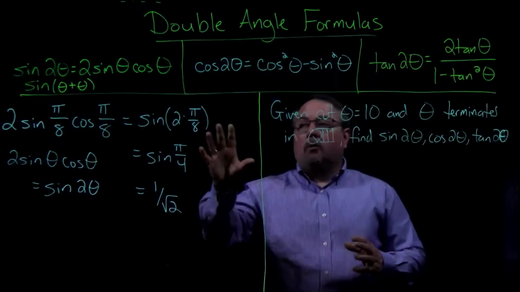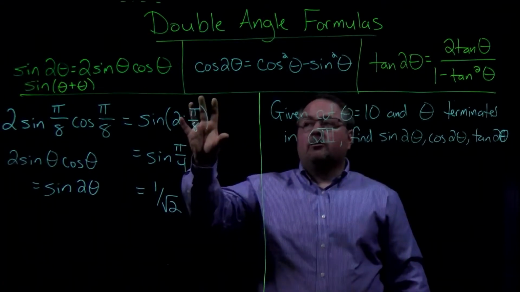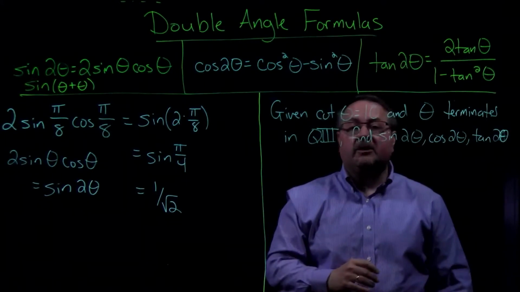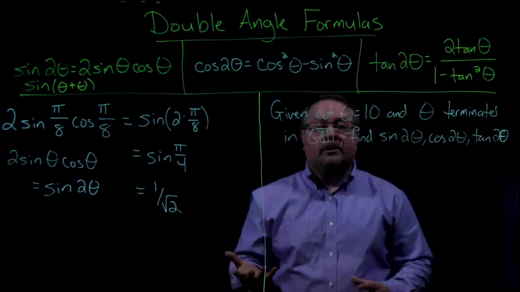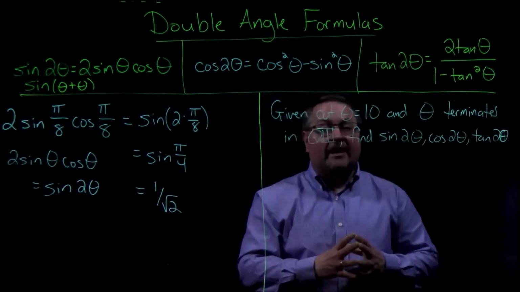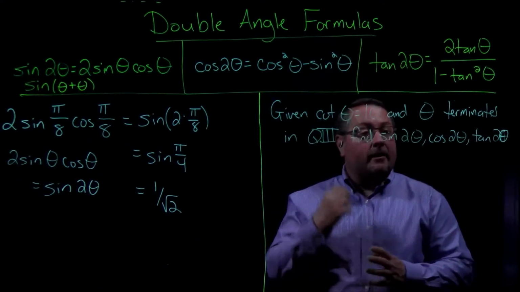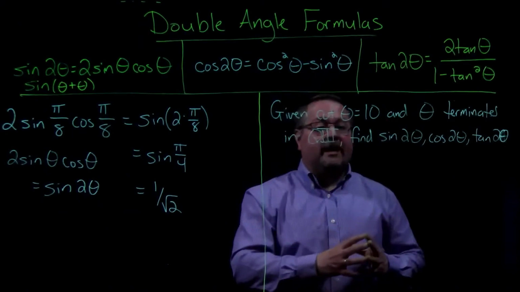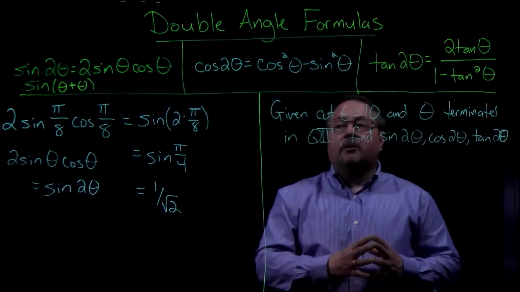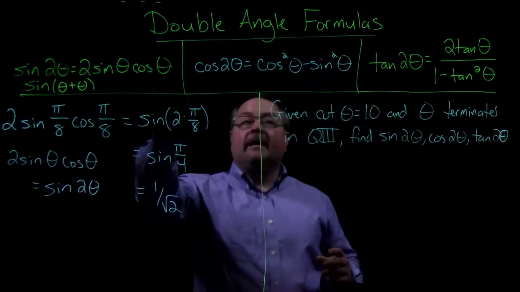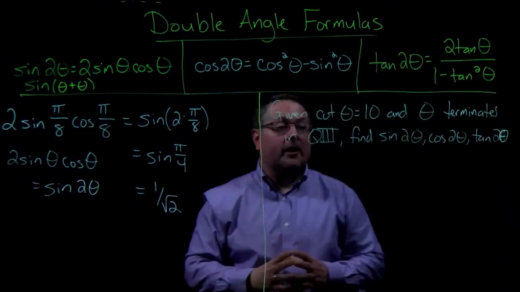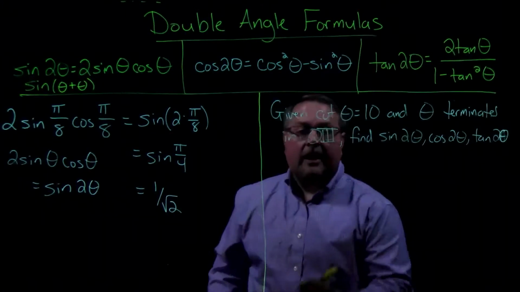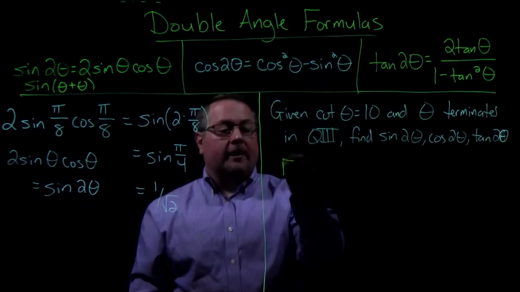Here is a question where we're going to be using the trig formulas from left to right, because we're given some information about the angle, but we're not told the angle itself. We're told that the cotangent of theta is equal to 10, and theta terminates in the third quadrant. We want to find the sine, cosine, and tangent of 2 theta. So what we need to find are the sine, cosine, and tangent of theta. We need the trig values of theta in order to find the trig values of 2 theta.